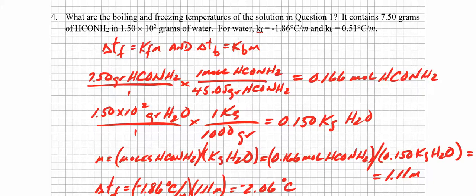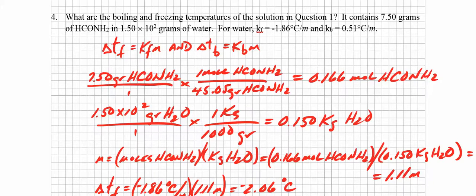By the way, HCONH2 is formamide. So we're going to start with the number of grams of formamide. It's 7.50 grams of formamide divided by 1 just to hold the place, times 1 mole of formamide per 45.05 grams of formamide. You can use your periodic table to verify that, and that's equal to 0.166 moles of formamide.